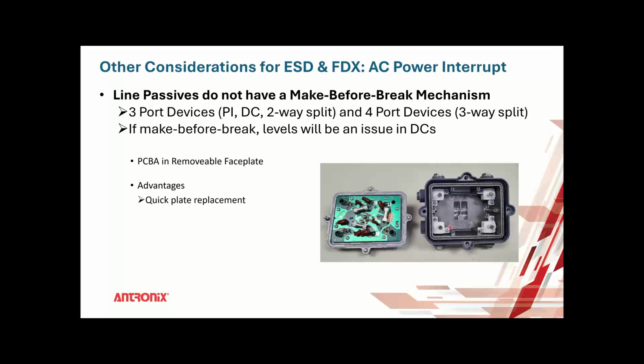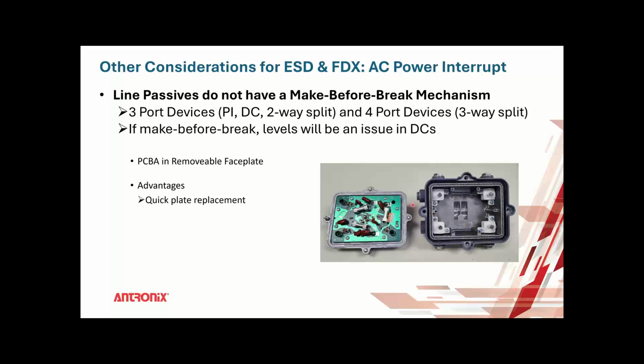Putting a bypass on each of the ports is more difficult, and the problem is some of these DCs have a 16 dB directional coupler. So if it's a 16 dB directional coupler and you pull the faceplate off and it bypasses and shorts it, your signal level is 16 dB higher during the period of time where you pull the faceplate off, so it could overdrive the upstream node. So there is no bypass in line passives.